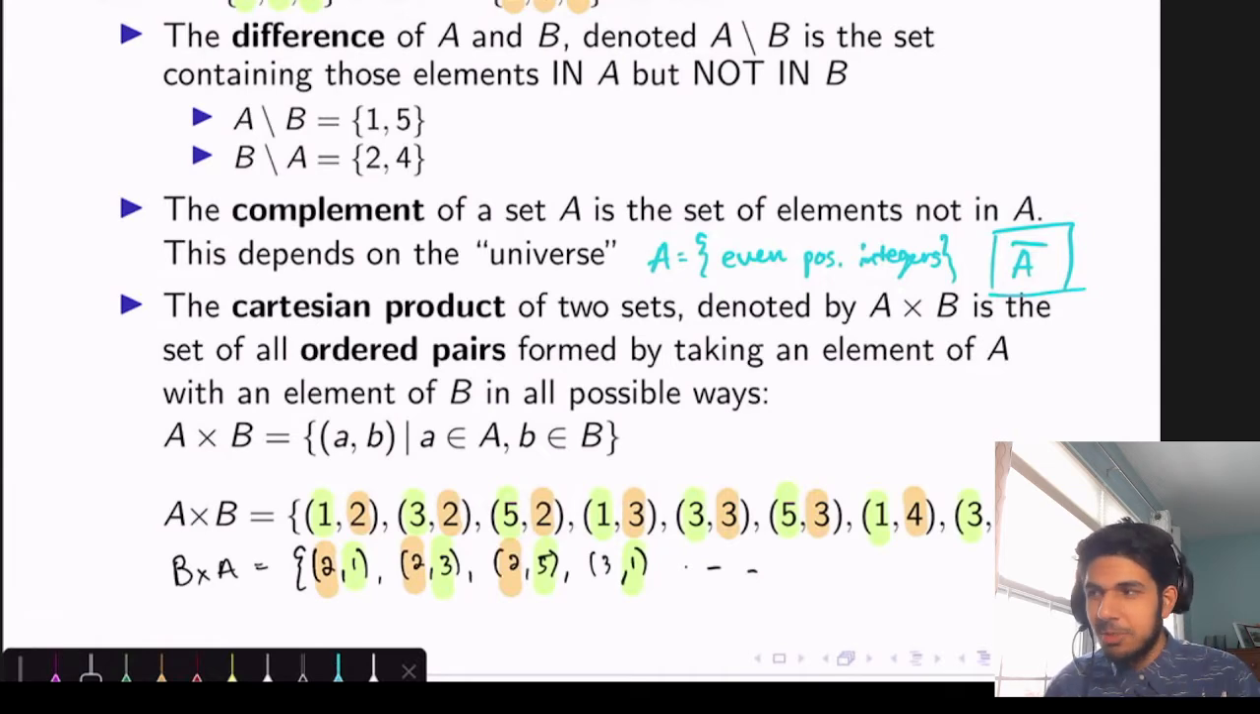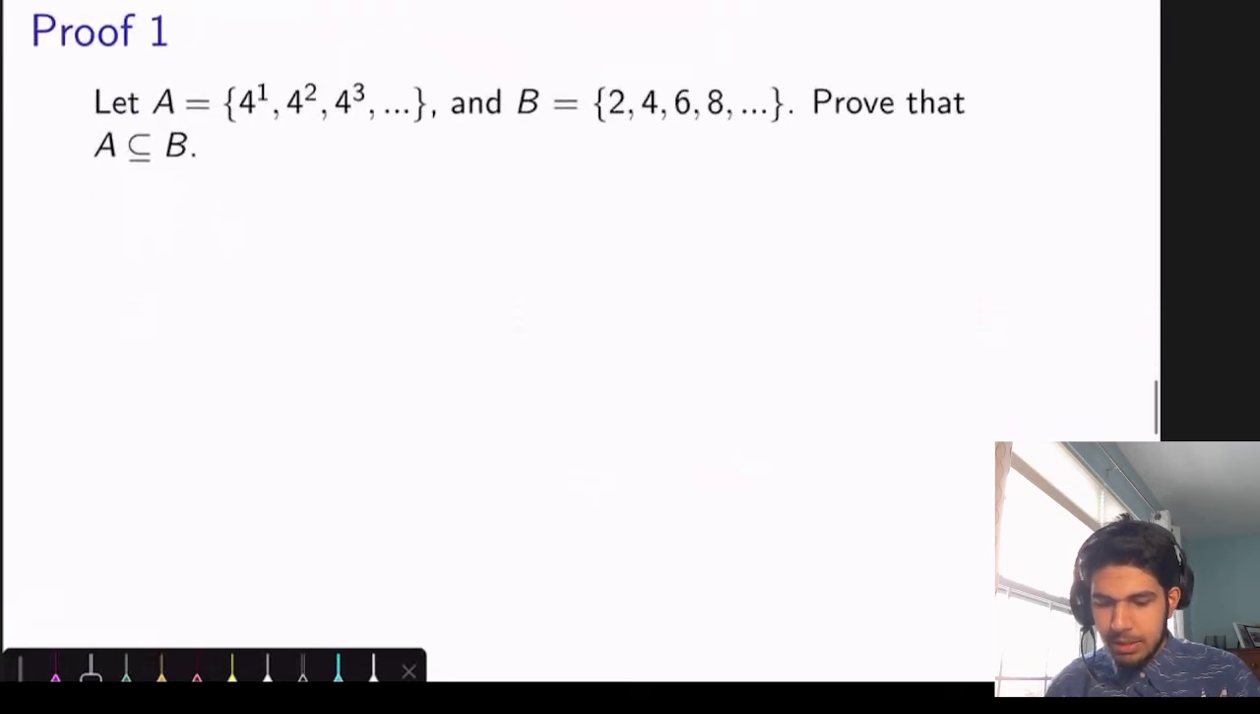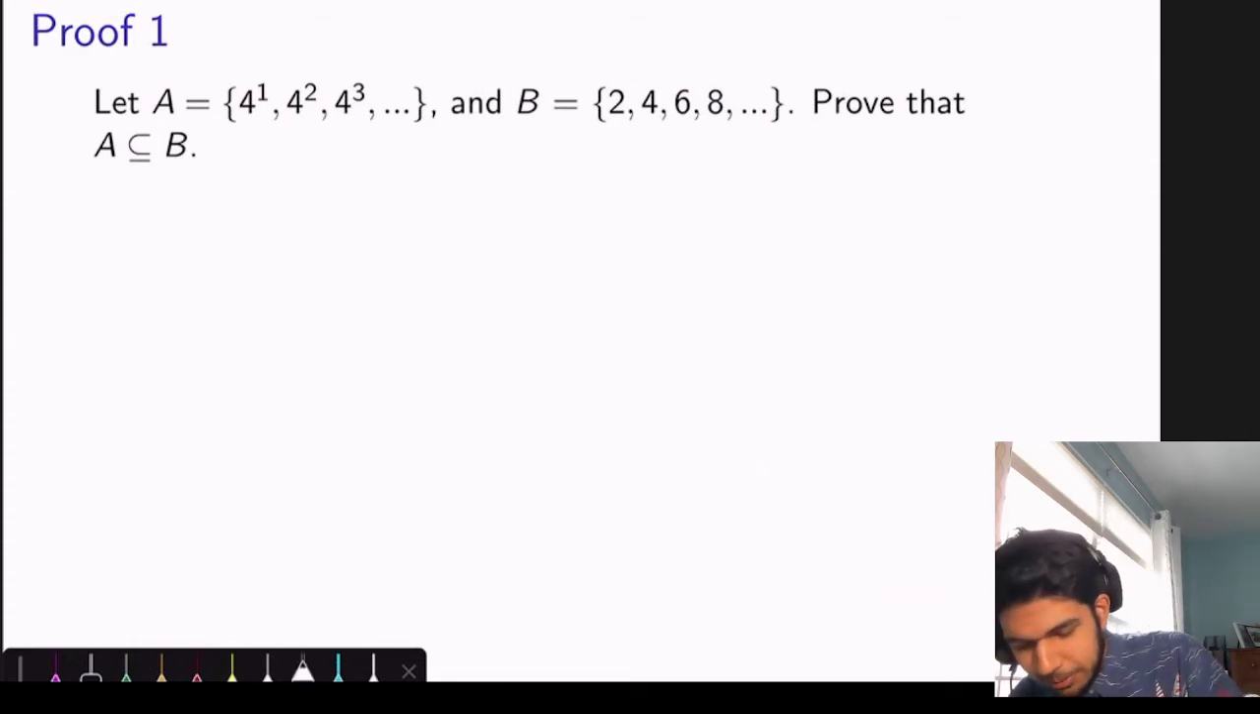All right, I think we've gone through all of the definitions, so we're going to move on to some problems. So this is the first problem. We have two sets, A and B, and we're going to prove that A is a subset of B. Before we even attack this, what is our goal?